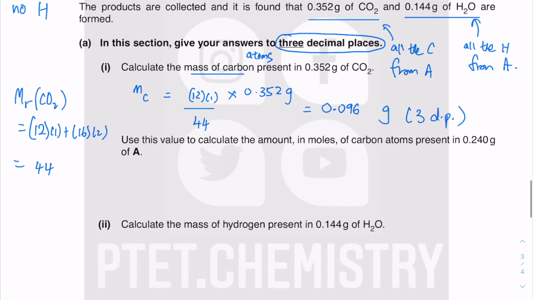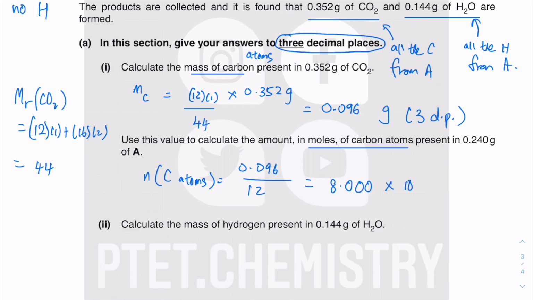Okay. Now you want the moles of carbon atoms. That's why I worked out the mass of carbon atoms. And therefore the moles of carbon atoms, I better write down mole, bracket, carbon atoms, is going to be the mass over the molecular mass, or atomic mass actually, because these are atoms. So divided by 12, I get 8 times 10 to the minus 3. This is what your calculator shows you, and this will be the one that's wrong because you want your answer to 3 decimal places. So ideally I need to show it as 8.000, because that is 1, 2, and 3 decimal places, times 10 to the minus 3.